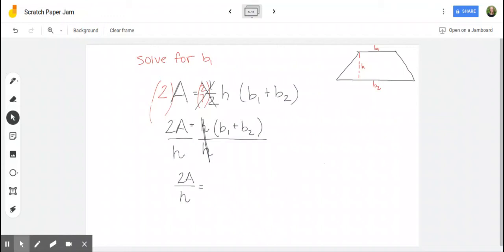my screen got all messed up on my end. Just a second. Okay, there we go. And then we're left with base 1 plus base 2.